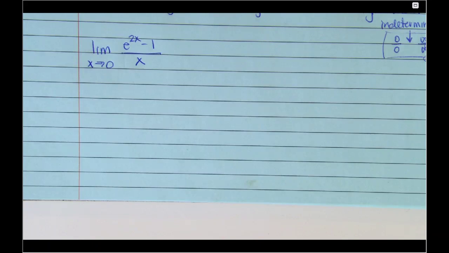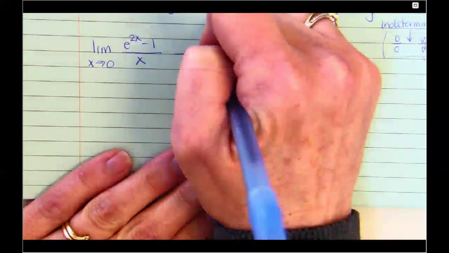Okay, it's been a while since we've done limits. Let me remind you. What's the first step when you do any limit? Check it. Plug in the x value. What do you get? 0 over 0, because e to the 0 power is 1 and 1 minus 1 is 0. So we actually don't have another way to do this one. This is 0 over 0, which is indeterminate.